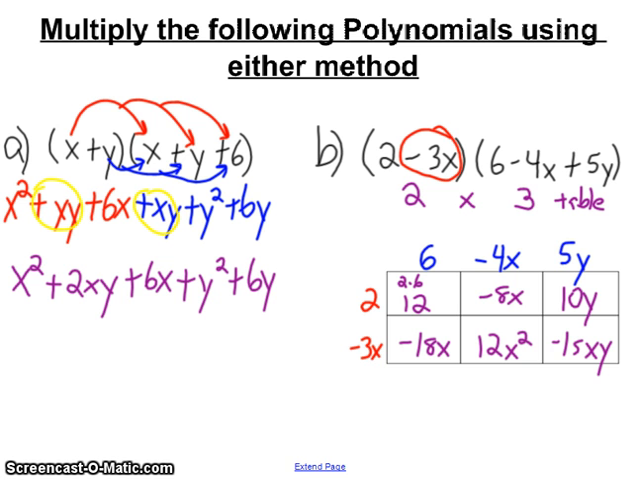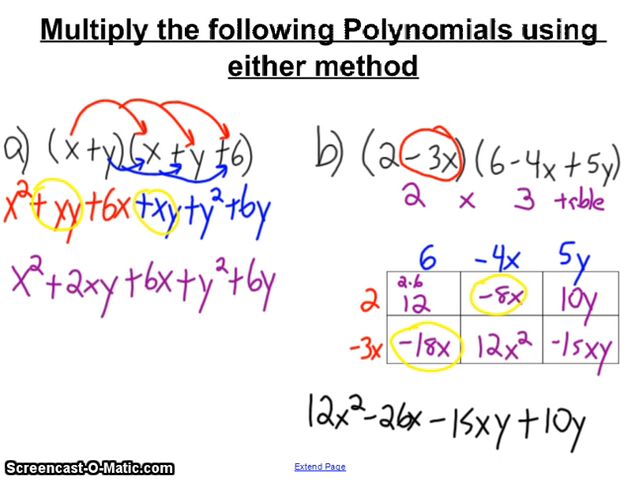Now I can look and say, can I combine any like terms? And if I look, I have the negative 8x and the negative 18x, which will give me negative 26x. So when I combine everything, I end up with 12x squared, and then I would have the minus 26x, and then I'd have minus 15xy plus 10y plus 12.